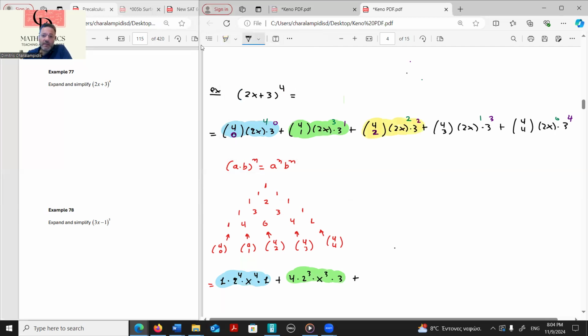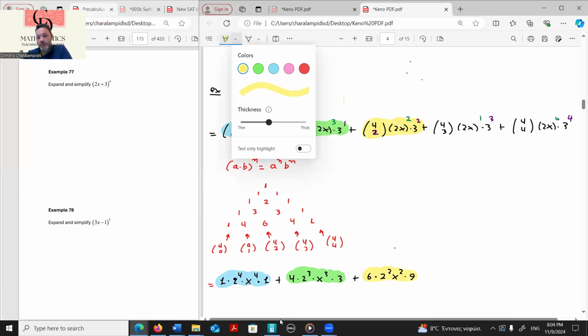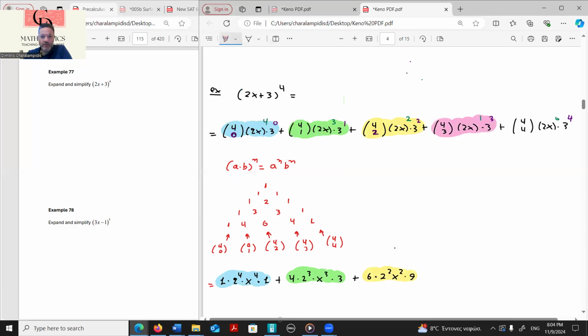Based on the Pascal's triangle, 4 choose 2 is equal to 6, multiplied by 2 to the power of 2, x to the power of 2, times 9. So that was this. Then I should expand this part. So 4 choose 3 is equal to 4, multiplied by 2 times x times 27. Let's highlight that again.